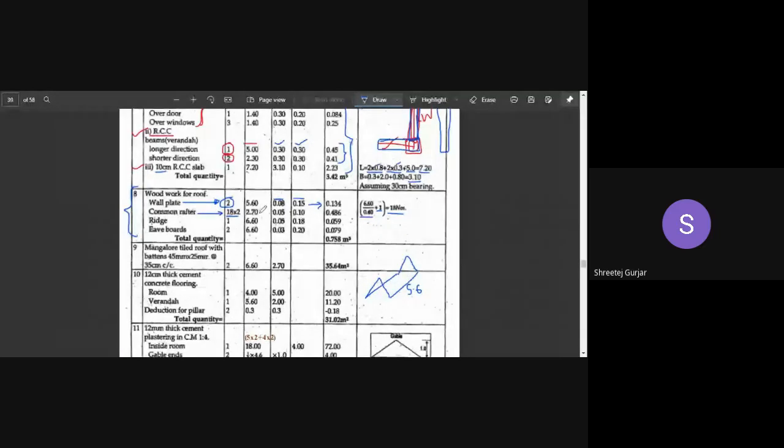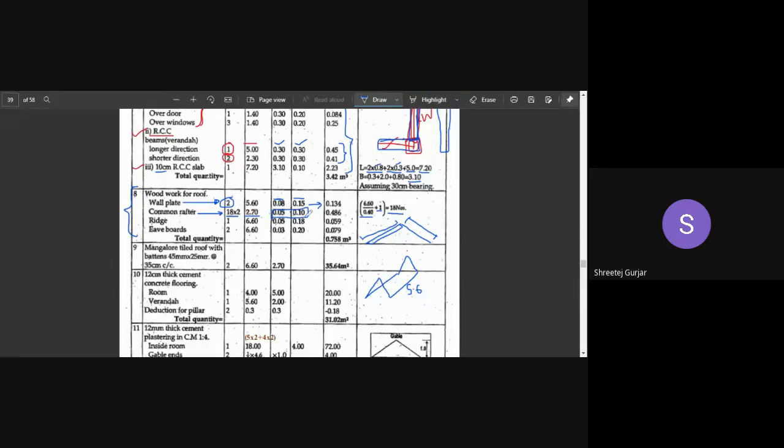And 2.7 is the length of your common rafter, right? Length of the common rafter, which is given like this, 2.7. This is 2.7, and this is another 2.7. Okay, so we are calculating only for one side. So 2.7, and this is the size of our common rafter, which is given.